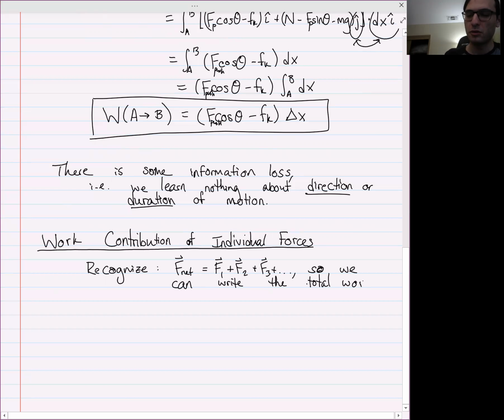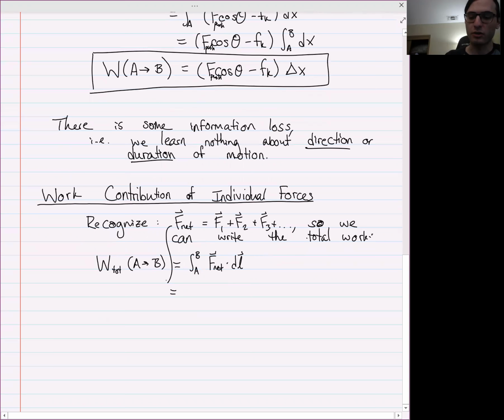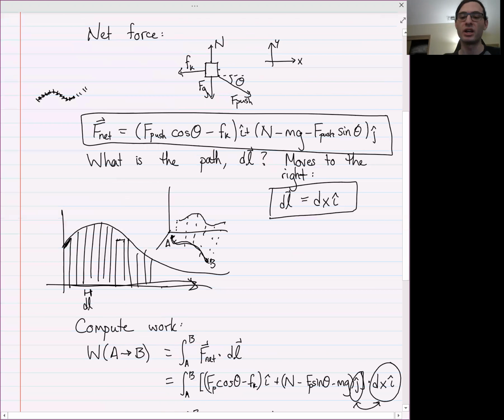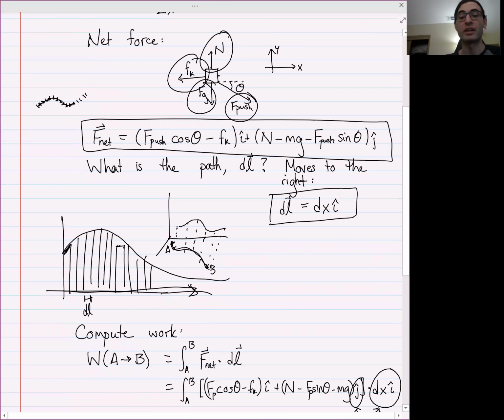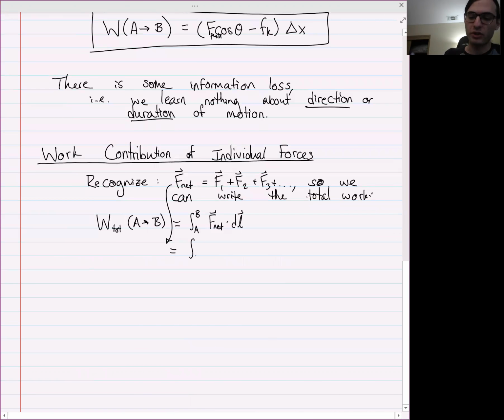So the total work, and I'm going to write the subscript, W total from A to B, is equal to an integral from A to B. This is just how work is defined, F net dot dl. And now we're going to use this information that F net can be broken up into its constituent parts. And by the way, when I say constituent parts, what I mean is things like N, F_K, F_G, F push, right? That's what I mean by its constituent parts. So this is equal to the integral from A to B of F1 plus F2 plus F3 and so forth, dot dl.